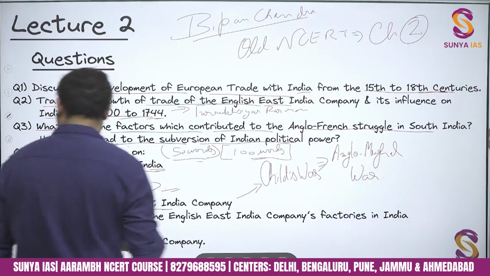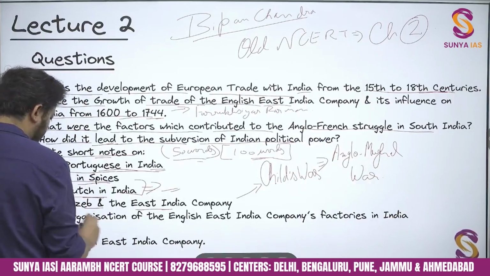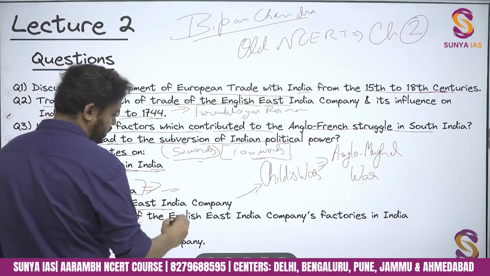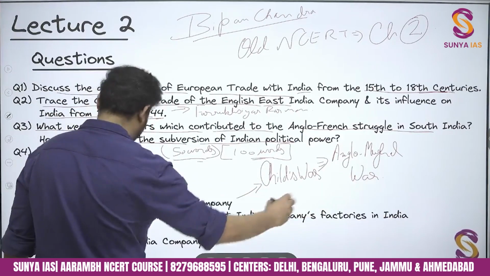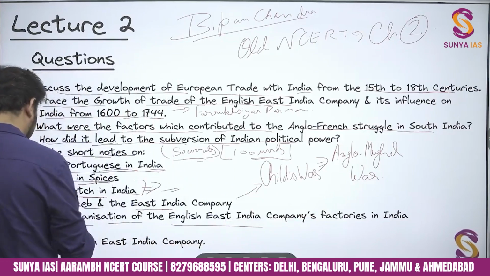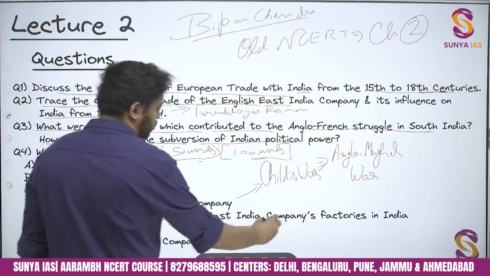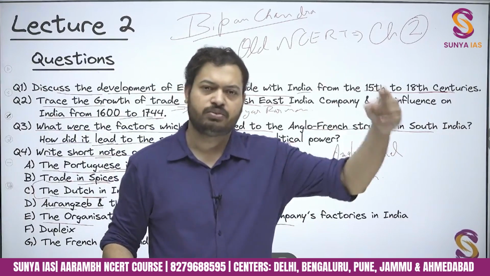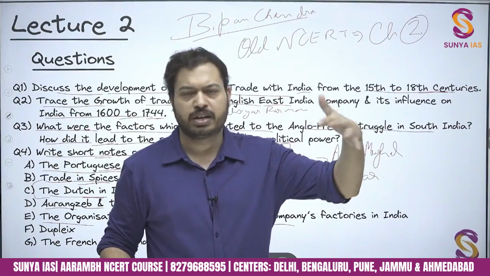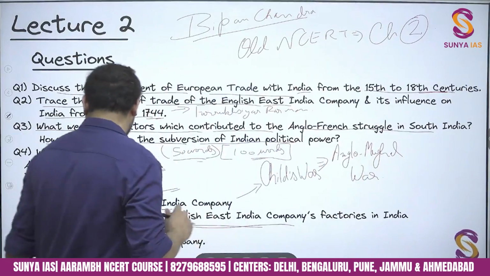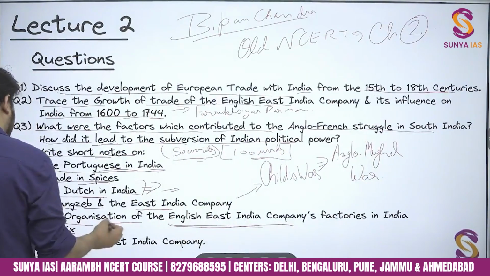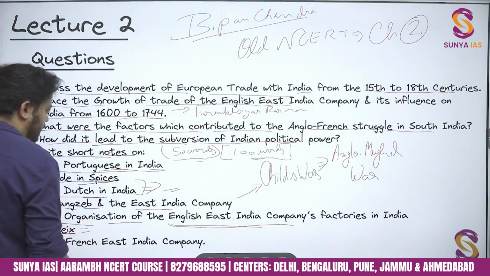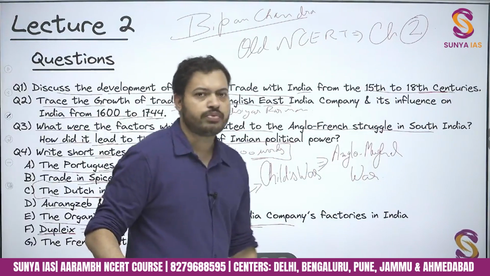Okay. And the organization of the English East India Company's factories in India. For that, you just have to mention the timing of all the factories which were started in India and when each was established. Duplex, you can obviously write at least 100 words on Joseph Francois Duplex by now.